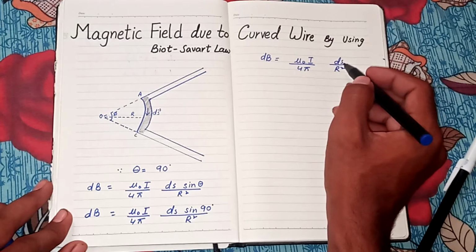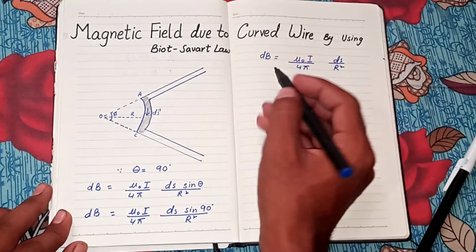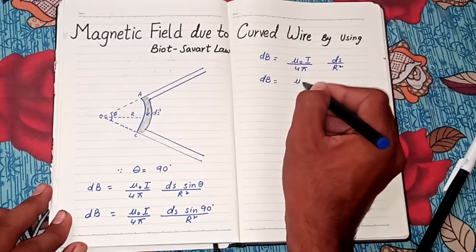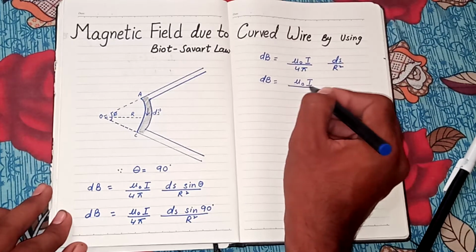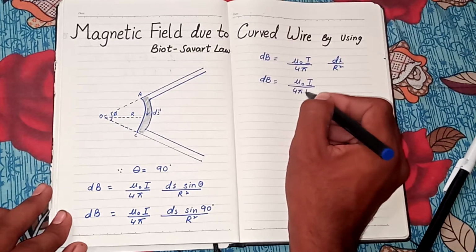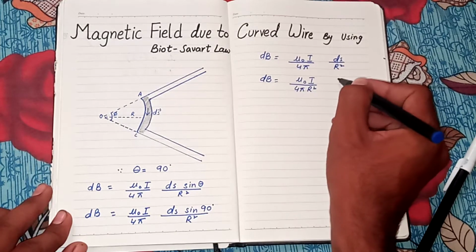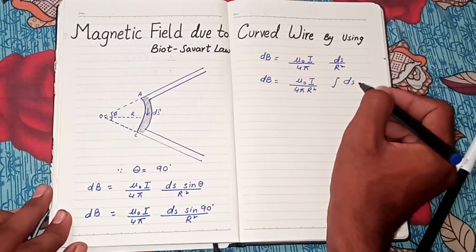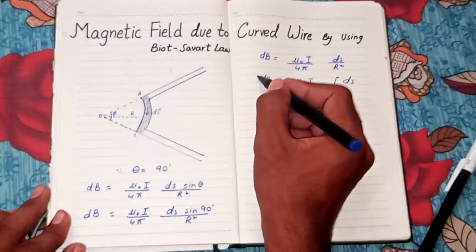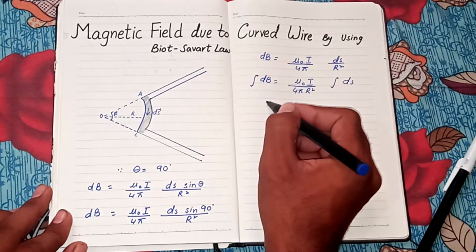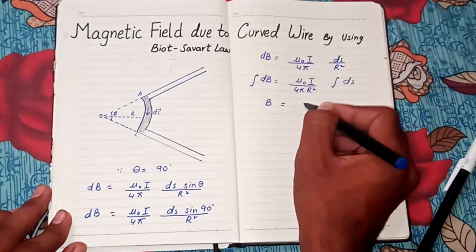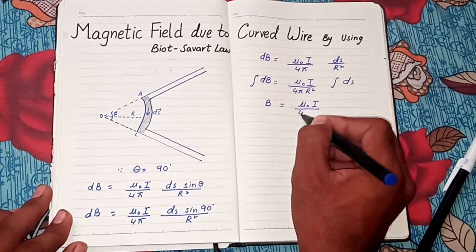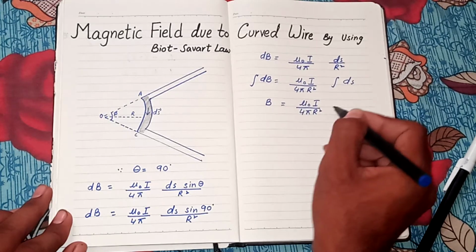Now we integrate ds. B equals mu naught I upon 4 pi r square integral ds. The integral of ds is s. Thus, B equals mu naught I upon 4 pi r square s.